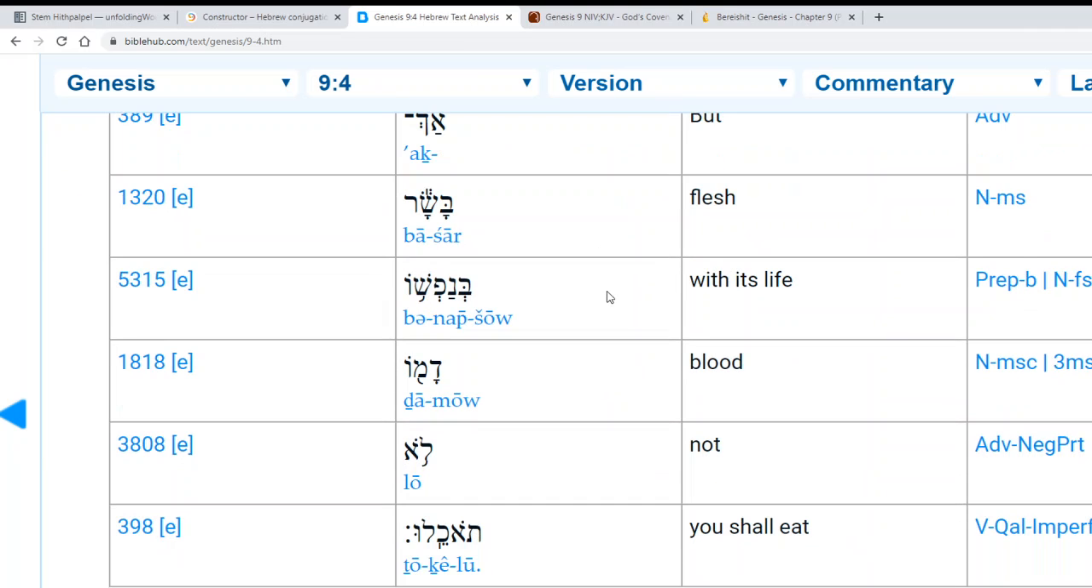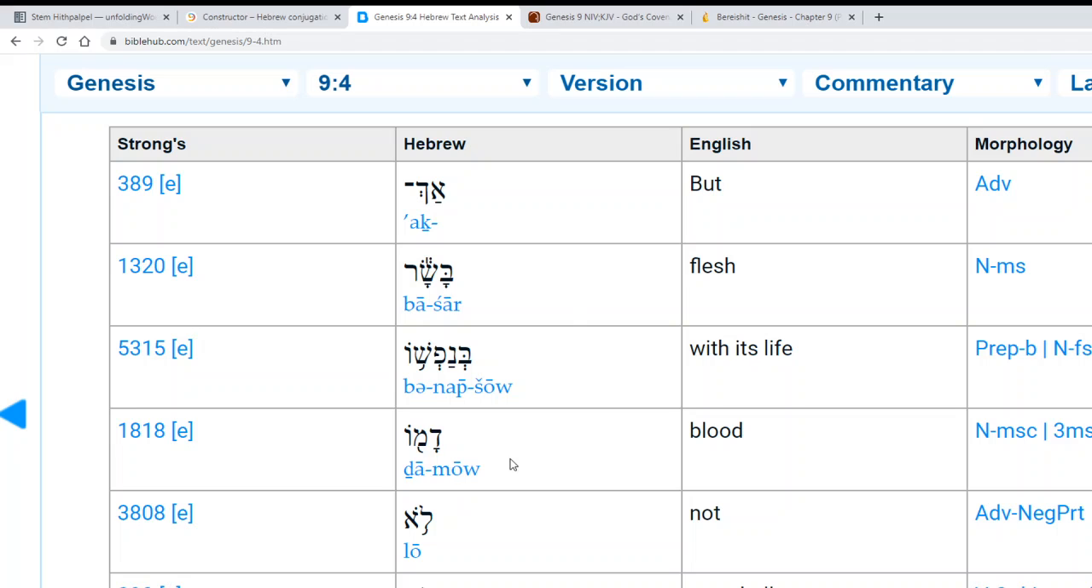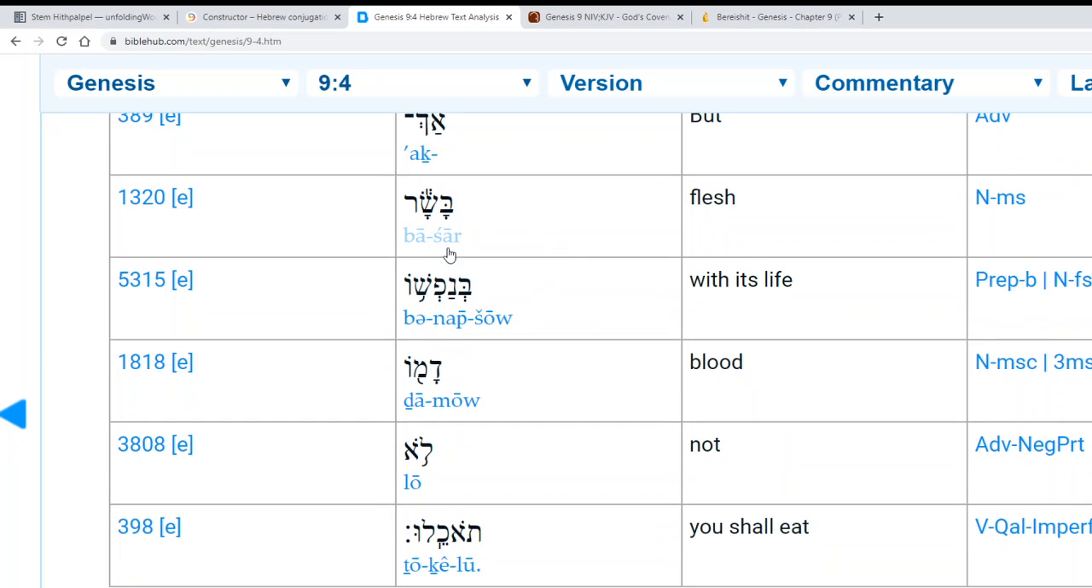Ach basar benafsho damo lo tochelu. So ach is a word that's used to limit, right? They're translating here as but. So every time ach shows up, it's limiting what's going on, right? Ach basar, yet, but basar we've had before, flesh, right?